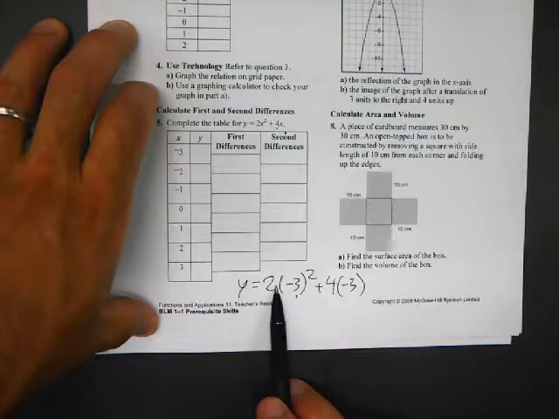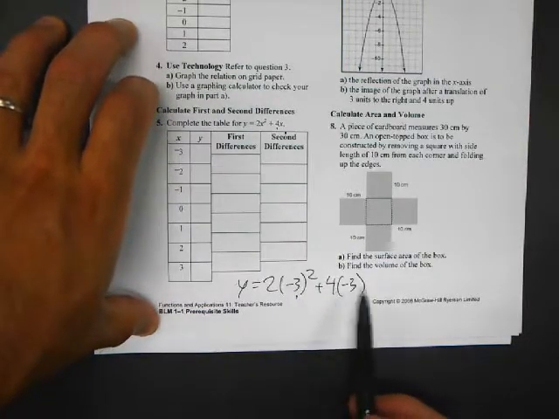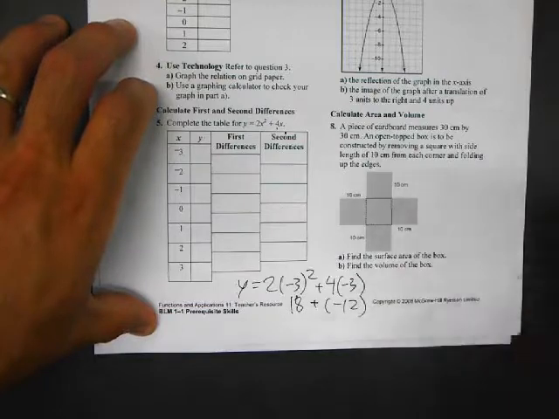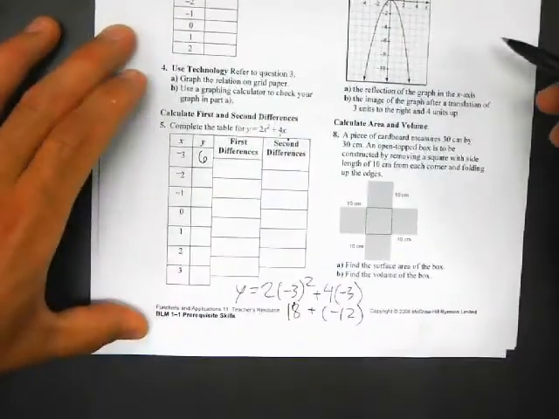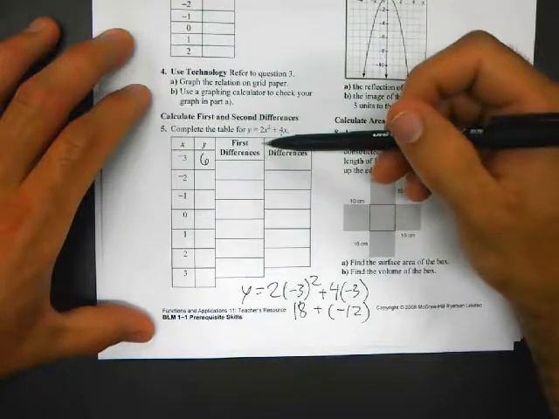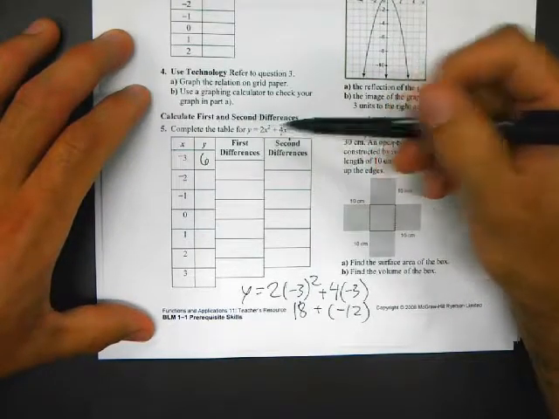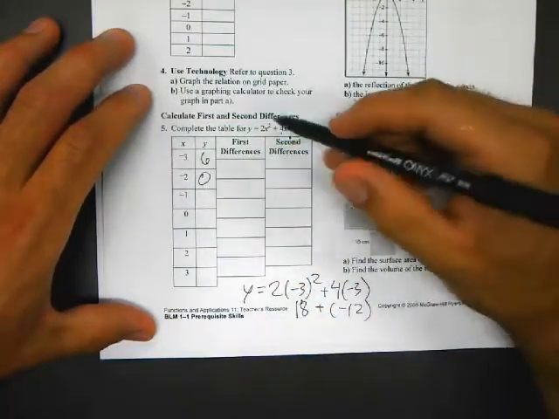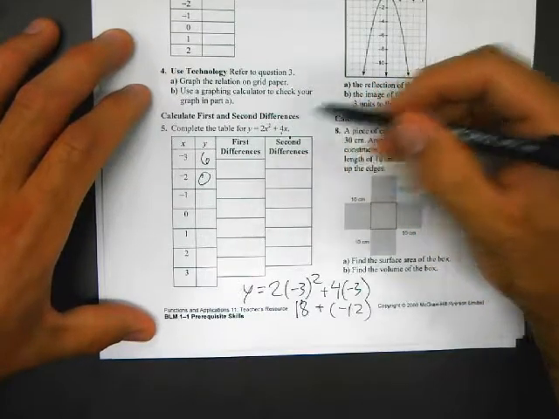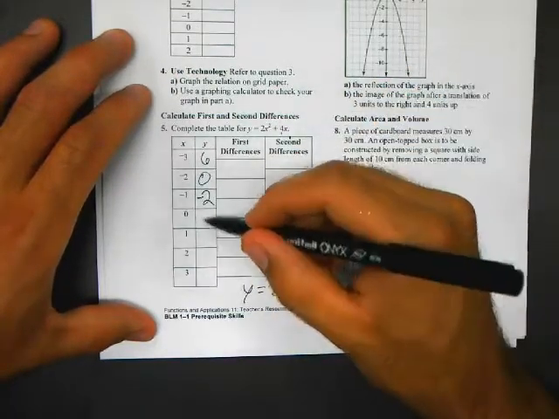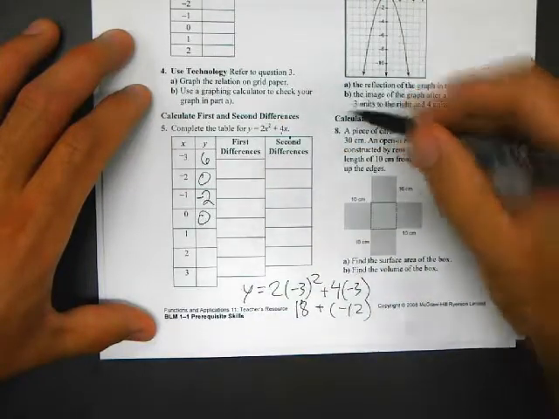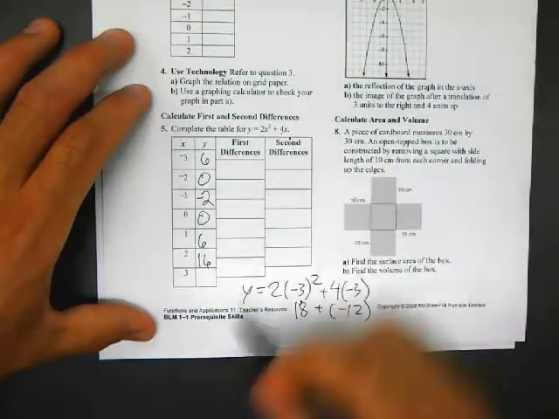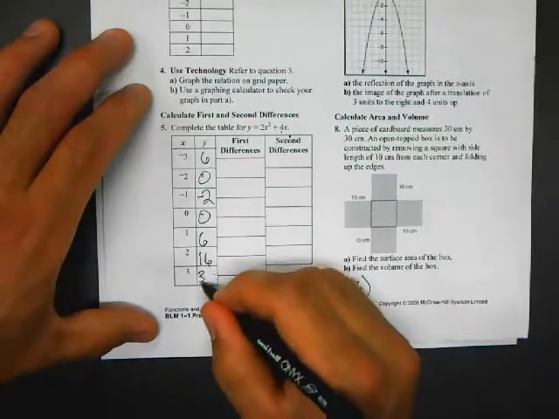So 9 times 2 is 18, plus that will be -12. So we got 18 plus -12, and you get an answer of 6. When you do that with -2, you're going to get 2 times 4 is 8, minus 8 is 0. -1 will give you 2 minus 4 is -2. 0 gives you 0. 1 gives you 6. 2 gives you 16. And what's the last one? 30 is good. All right.